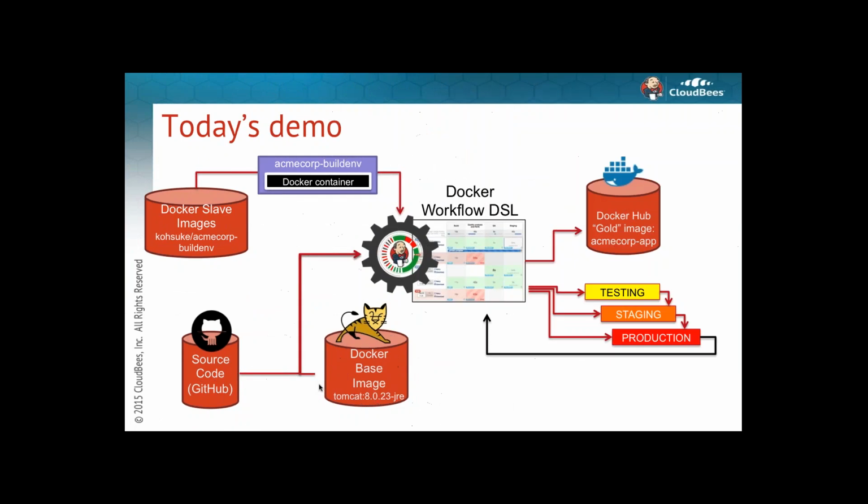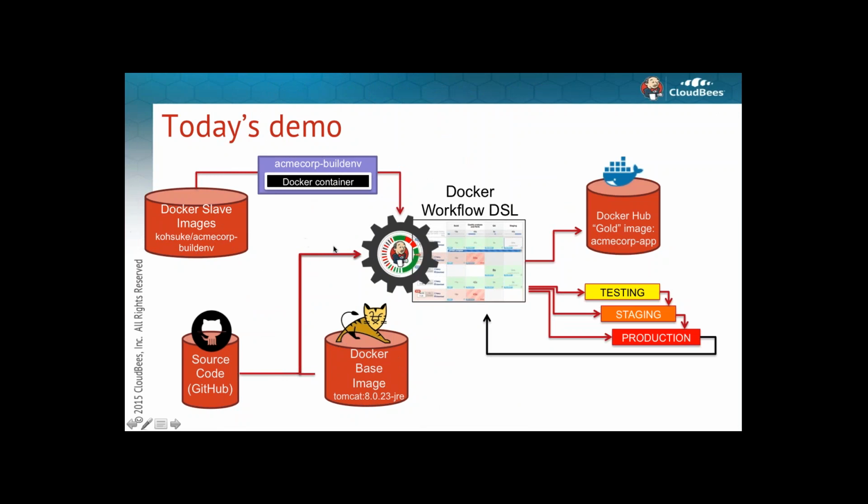But those are two use cases we won't be covering today. Instead, this will be the use case that I'm covering in my demo. In my particular case, I will be using a Docker slave. I have a Docker slave image. I didn't actually create it, Kasuke did. It's called Kasuke/Acme Core-build environment, and it's in Docker Hub if you want to try this use case for yourself. I can pass on these links after the webinar.